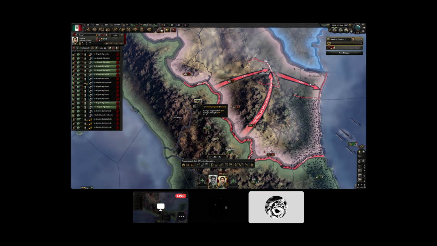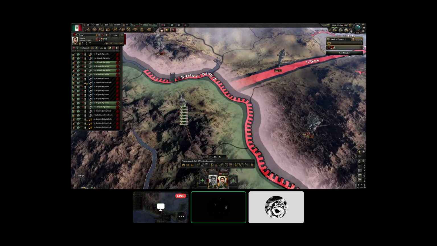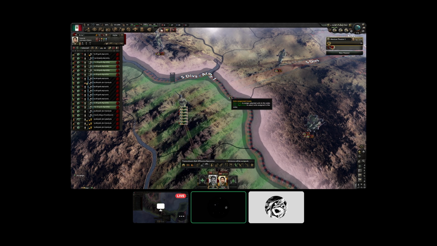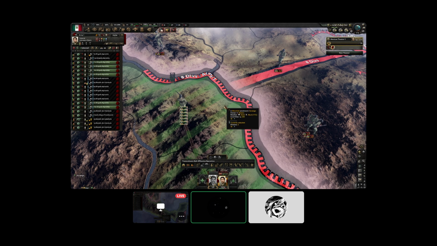Some of them aren't assigned to any front line. You can assign them to the front that they're currently standing on. If you just control left click the front, just control left click, and now they're assigned, and they'll start getting planning bonuses.